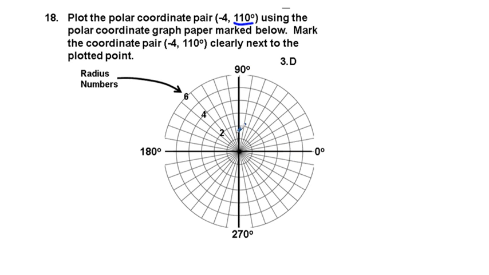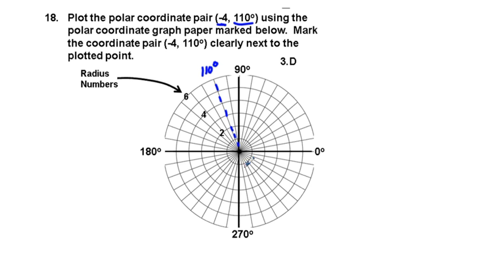We have 90 degrees, so 110 degrees is going to be this right up here, where I'm dashed lining here in blue. So that's our 110 degree mark on our polar graph paper. But we have a radius of -4, so we can't just go up here to 4 and mark it right here. We have the radius, this is shown here, 2, 4, and 6.